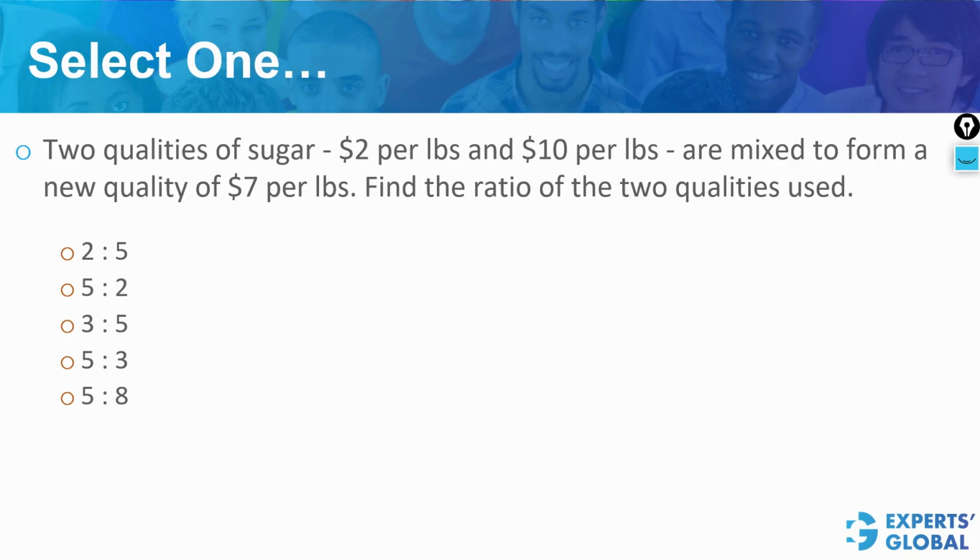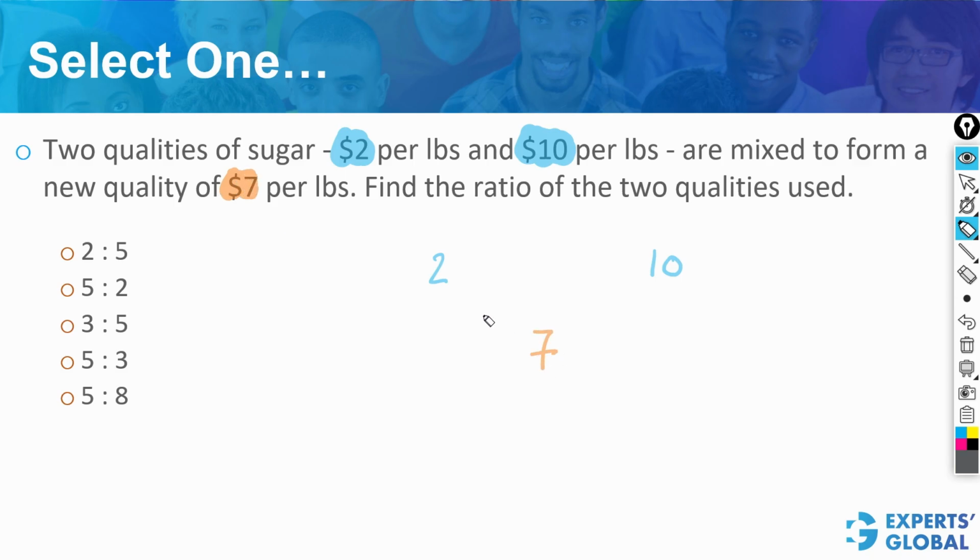Please pause the video and solve this one. The two qualities involved are the $2 quality and the $10 quality. So 2 and 10 come on top. The result is the $7 quality. So 7 comes in the middle. Take all the differences now. 2 and 7, the difference is 5. 10 and 7, the difference is 3. So the required ratio is 3:5.